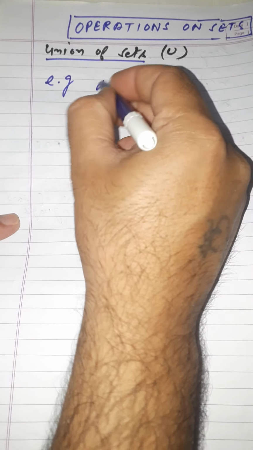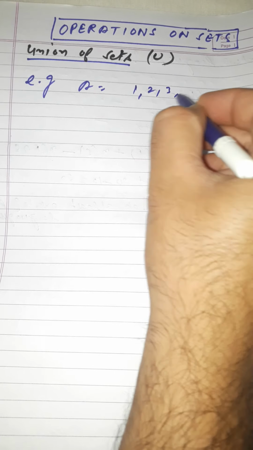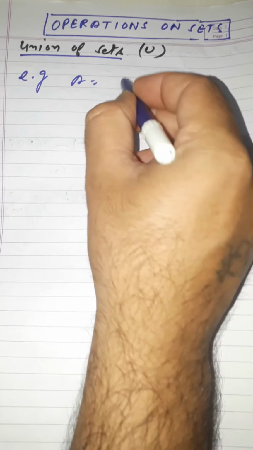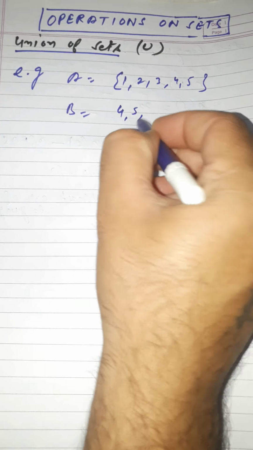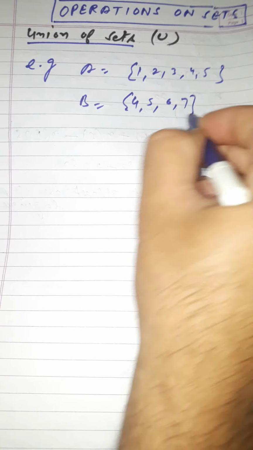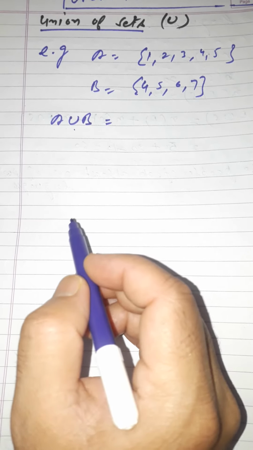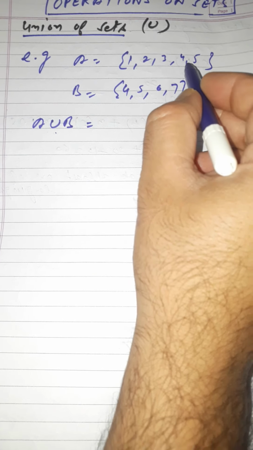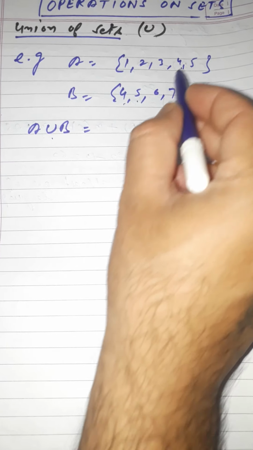Here, students, I am giving you one example. If A is a set having the elements 1 2 3 4 5, and B is the set having the elements 4 5 6 and 7. Now remember, students, while you have to write A union B, this is the sign of A union B, this will come as equal to... Now, what you have to do: here 4 and 5 is there, here also 4 and 5, that is common in both.